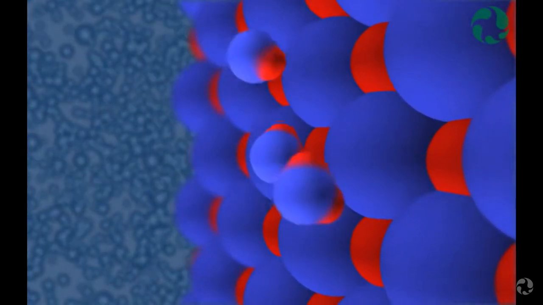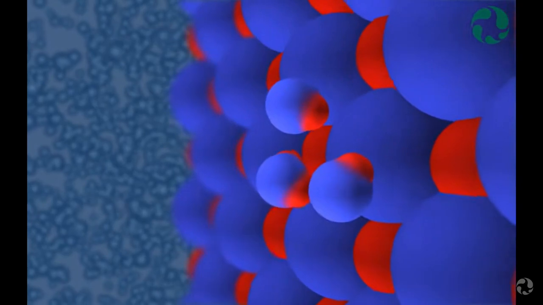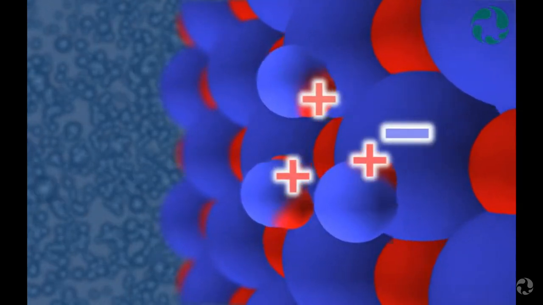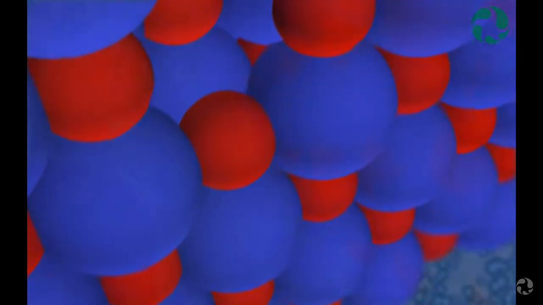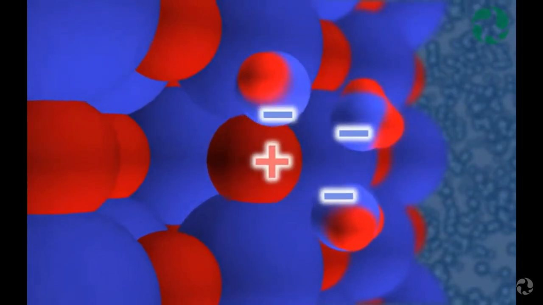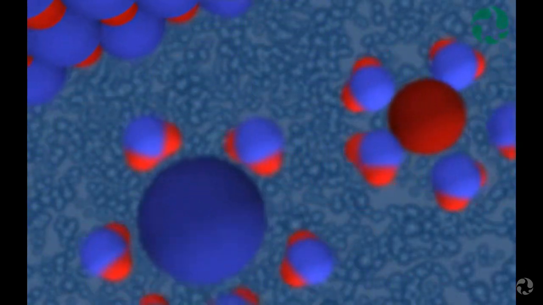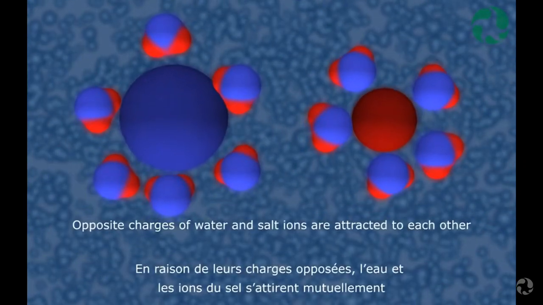Look at the positive ends surrounding the negative chloride, and they scoop it away, they take it away. Here come the negative ends of the water, and they grab a positive sodium and take it away. And then they surround it.